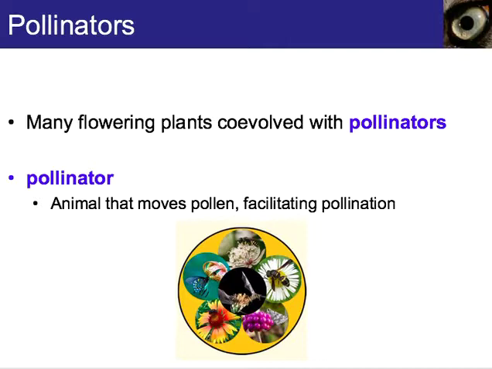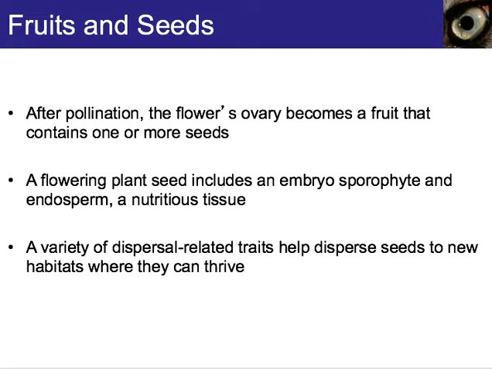Many flowering plants have co-evolved with pollinators, and a pollinator is an animal that moves pollen from one plant to another. After pollination, a flower's ovary becomes a fruit that contains one or more seeds. So if you've ever noticed on your satsuma plants, everywhere there's a flower is where a satsuma can grow.